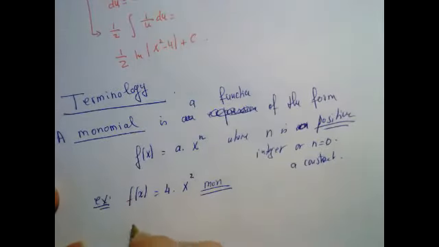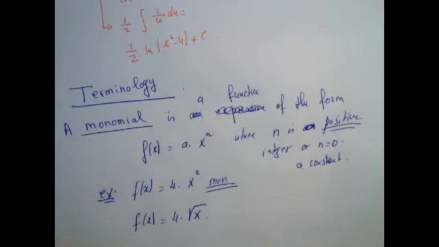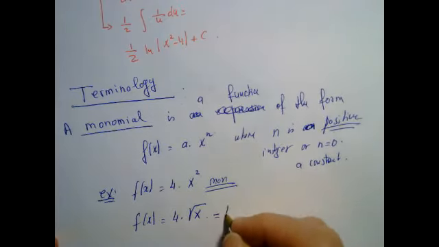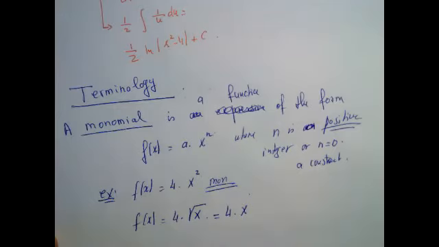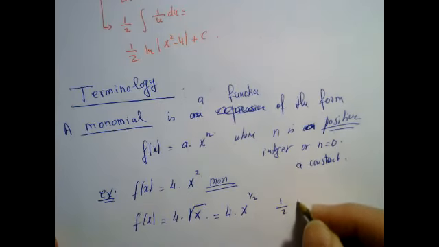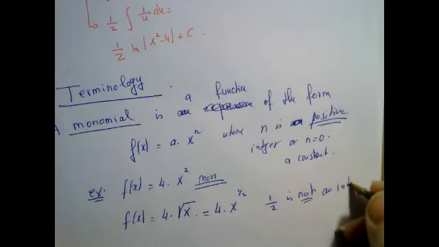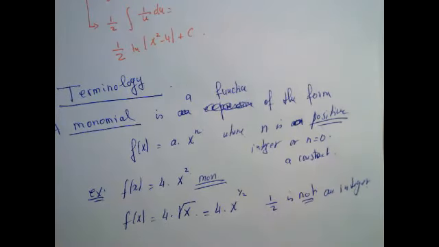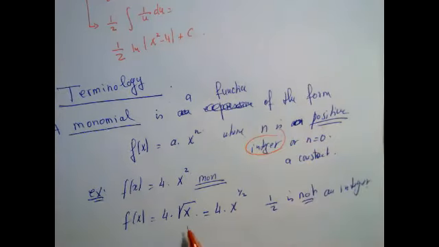Okay. Now, however, if I take f of x to be 4 times the square root of x, is this a monomial according to my definition? Yes or no? No, because what's the power of x here? It's 1 over 2. It's 1/2. And 1/2 is what? It's not an integer. I want an integer. Integers means 1, 2, 3, 4, 5. That's an integer. A half is not an integer. So that's not a monomial.